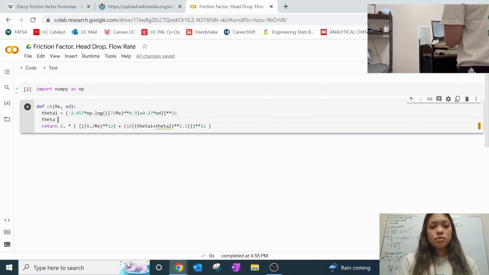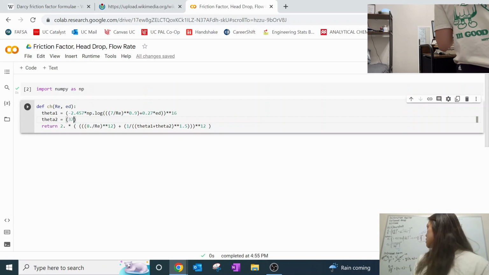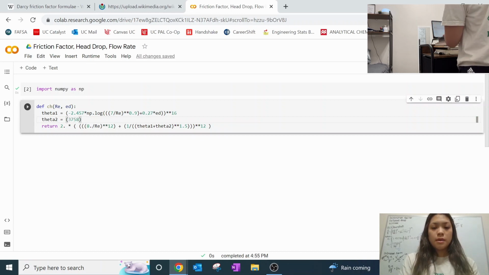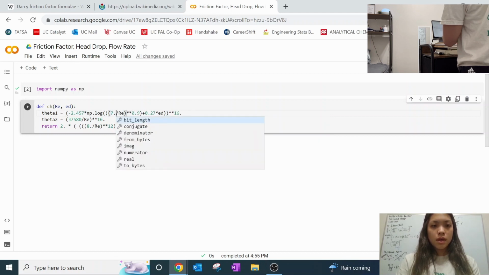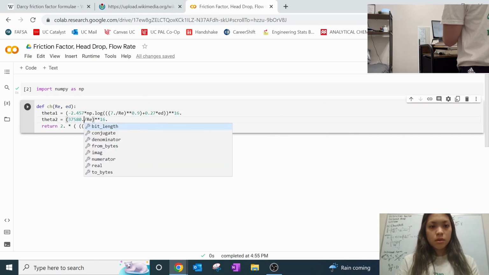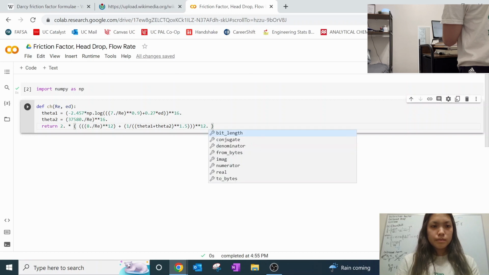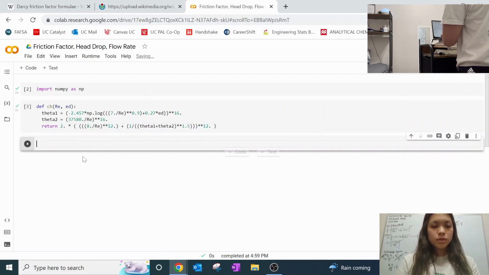And then theta2 is 37,580 divided by Reynolds number to the 16th power. And I'm adding a decimal point between a lot of the numbers so that they are recognized correctly by Python. And so we can shift enter.